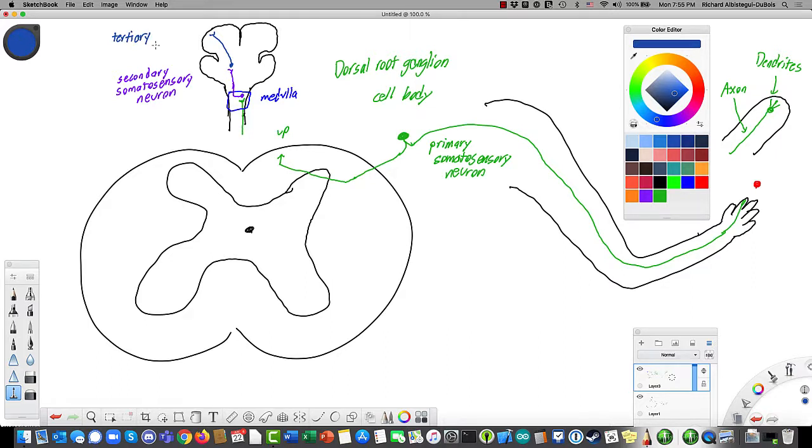somatosensory neuron. So the pathway here was primary neuron started out in the periphery. Axon came all the way up here. Its cell body is just outside the spinal cord. Axon continues into the spine and then heads up into the medulla, where it synapses onto the secondary somatosensory neuron, which crosses over the midline, and then up into the thalamus. Let's just go ahead and indicate the thalamus here.